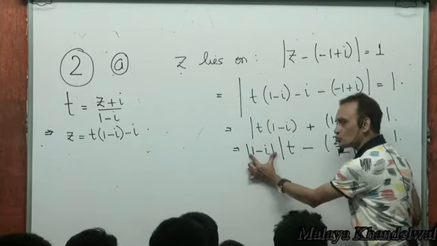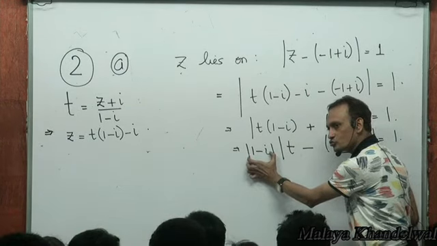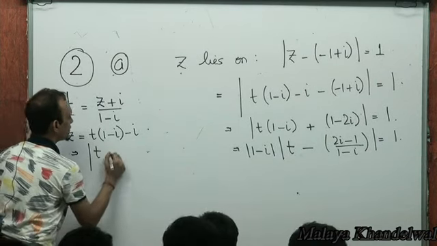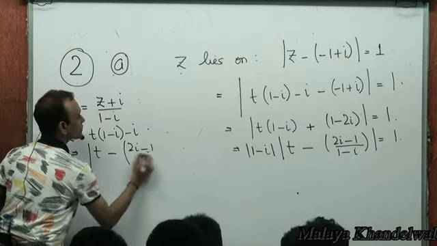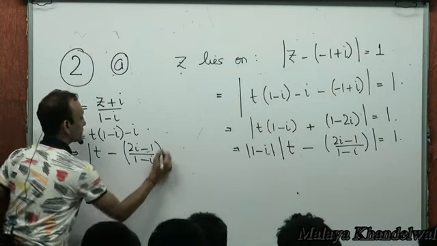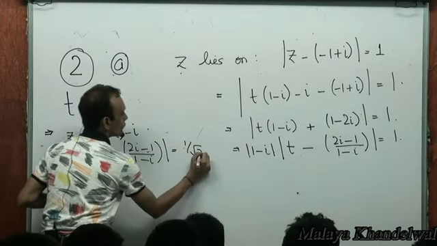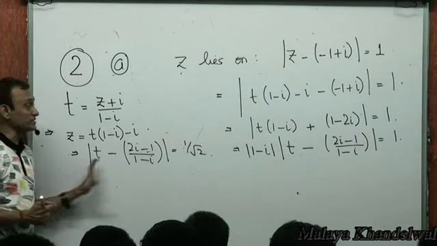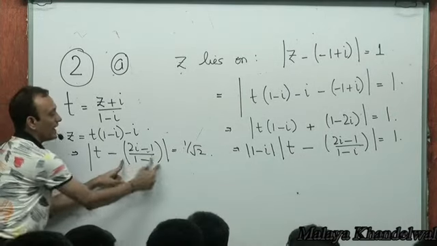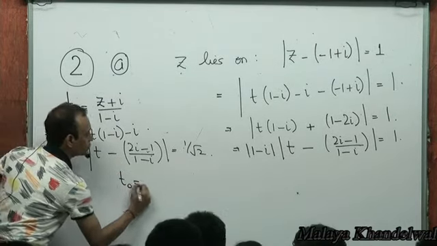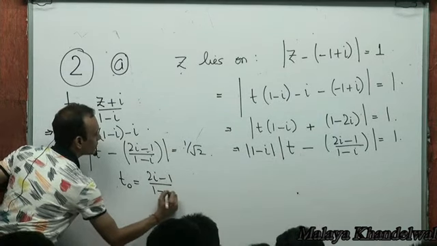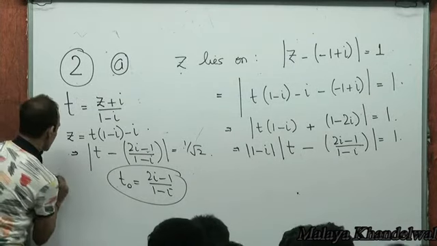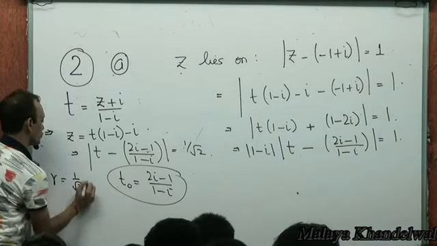But mod of 1 minus I is root 2. So this gives me mod of t minus 2I minus 1 by 1 minus I as 1 by root 2. That means t describes a circle with radius 1 by root 2 and with center t naught equal to 2I minus 1 by 1 minus I. That's the locus of t.